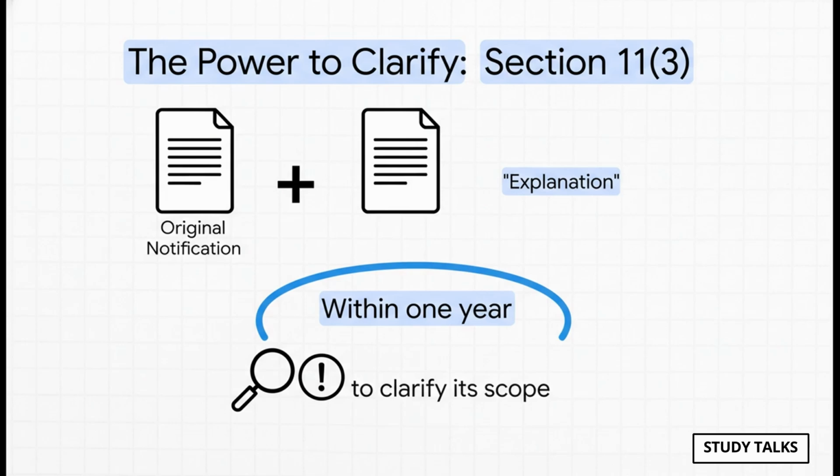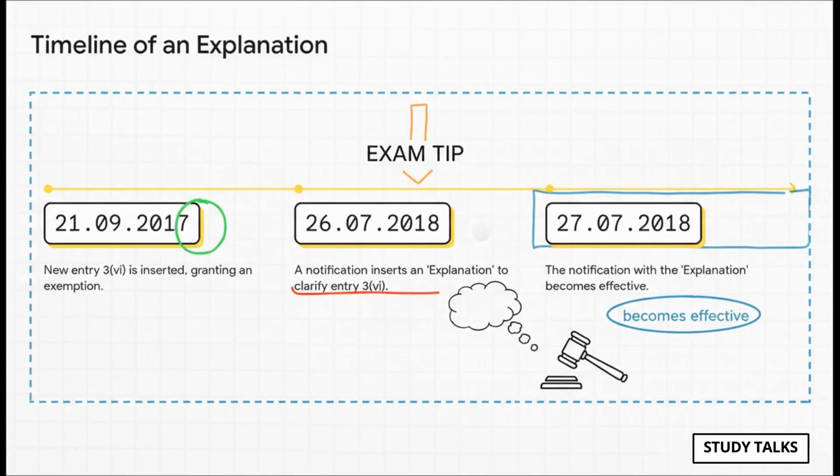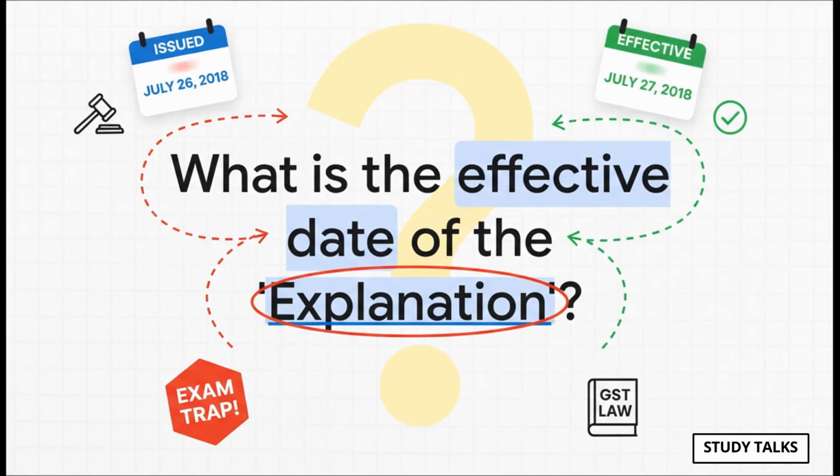But this is where the twist comes in. Check out this timeline. We've got an exemption that starts on September 21st, 2017. Then, almost a year later, on July 26, 2018, the government issues an explanation for it. And that explanation officially goes into effect the very next day, July 27th. So here's the million-dollar question for you. When does this new explanation actually start to apply? Is it July 26th when it was issued? Is it July 27th when it became effective? Or is it something else?